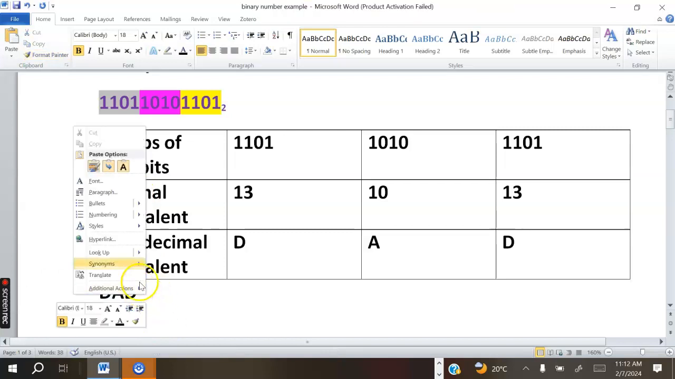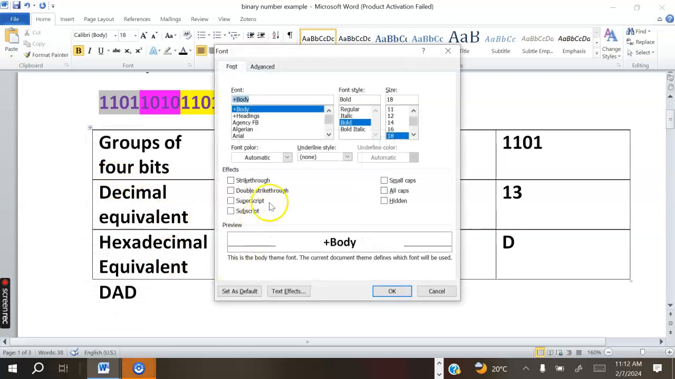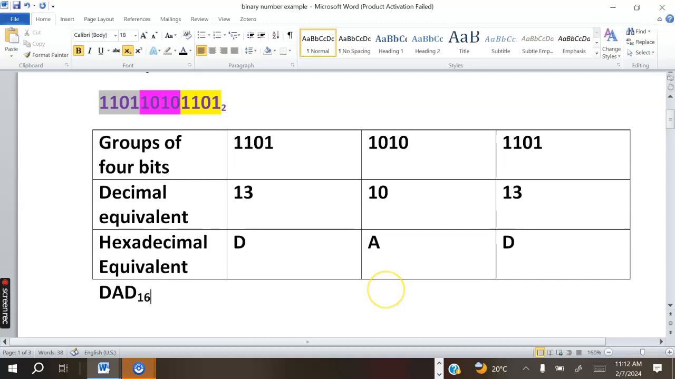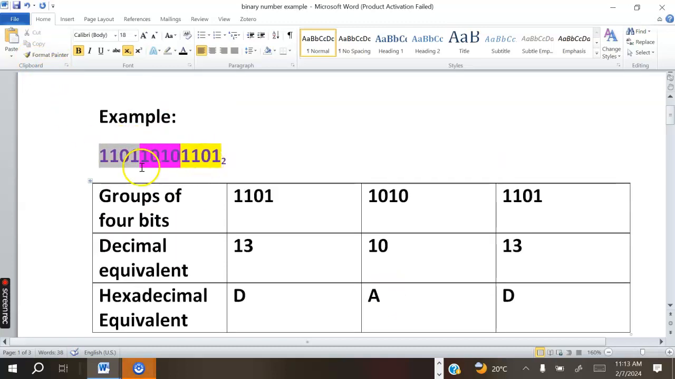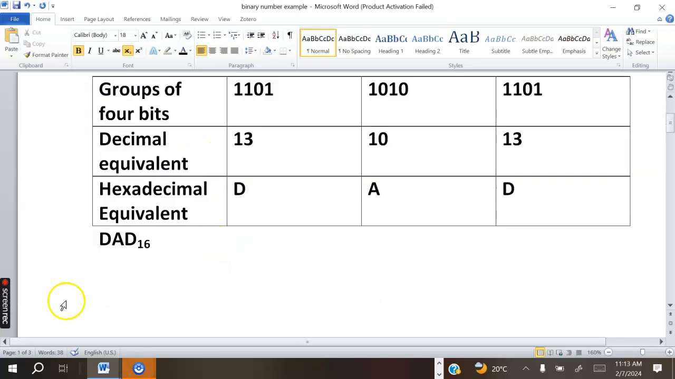So that is now the answer. So this one, the binary 1101, 1010, 1101 is equivalent to DAD base 16, which is our hexadecimal. And don't forget that whenever you are writing your answer in hexadecimal form, you must include the base 16 because that's now the value for it.